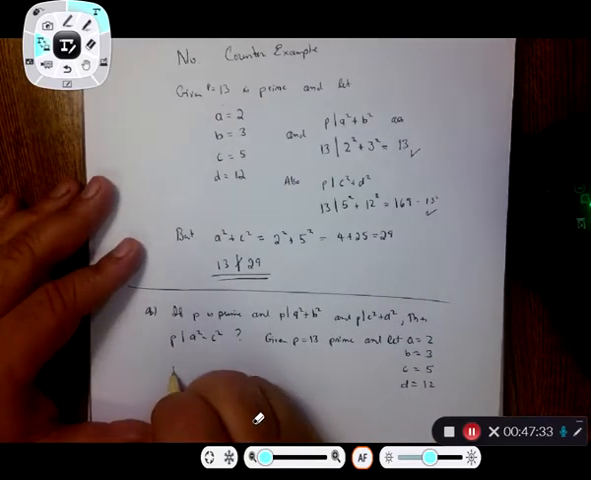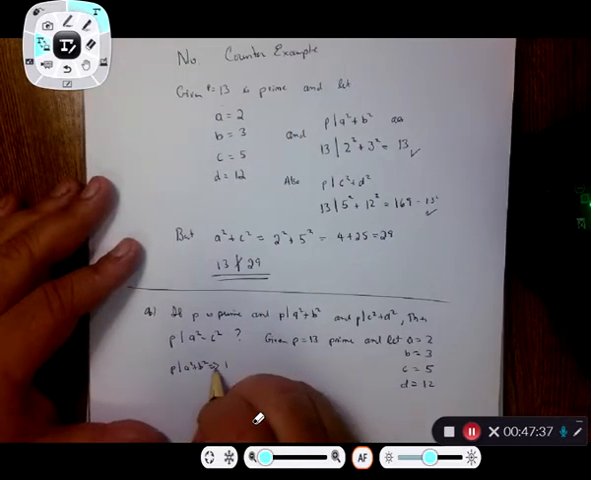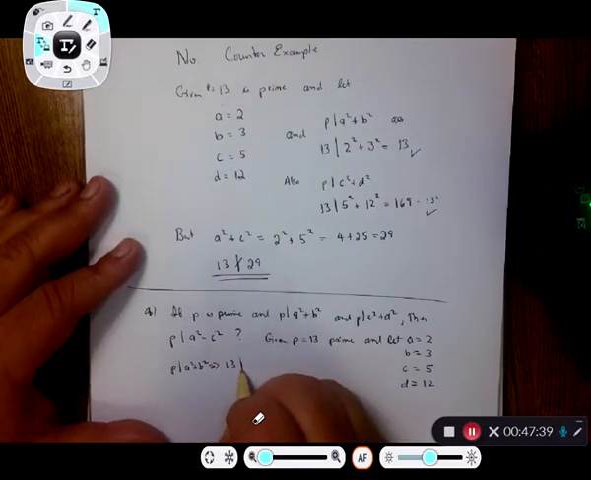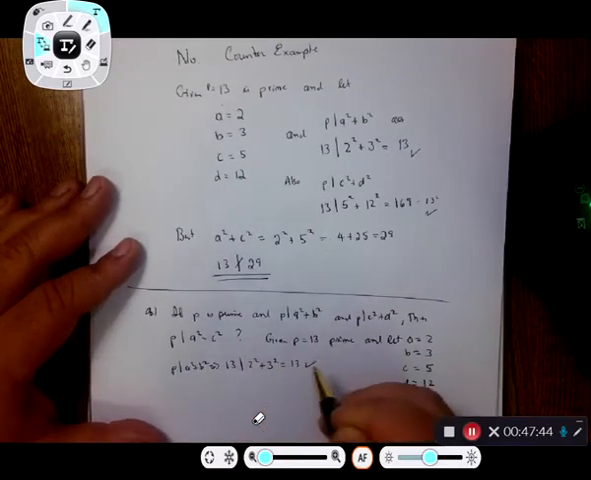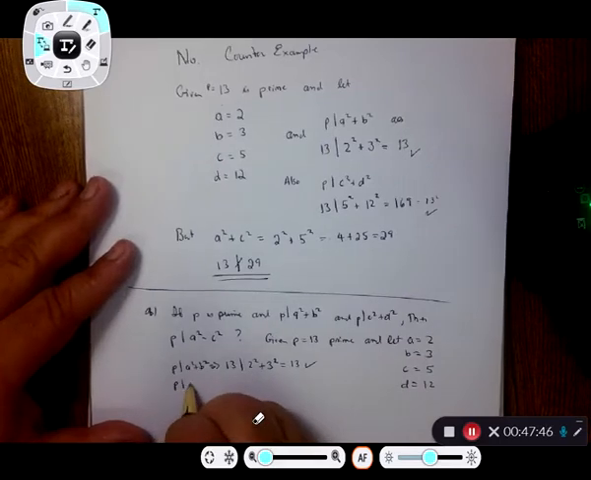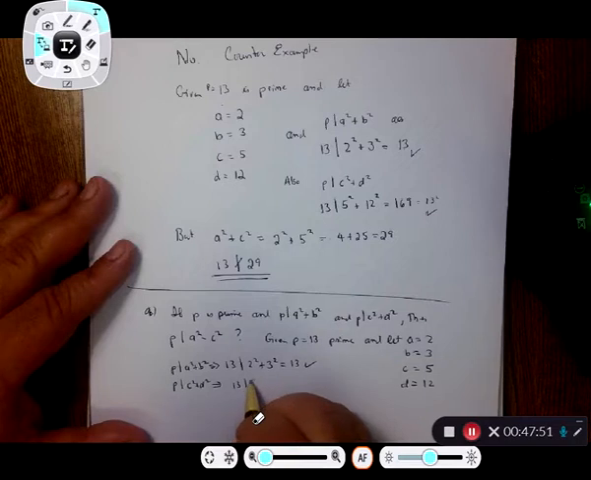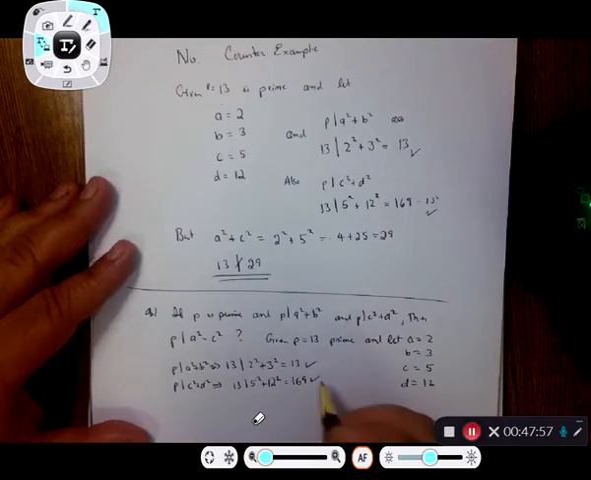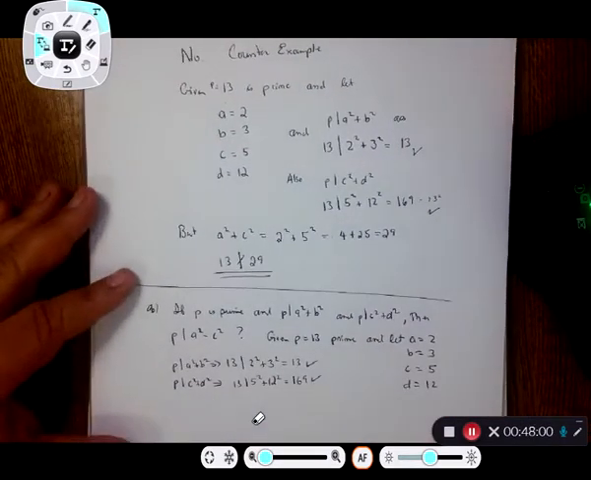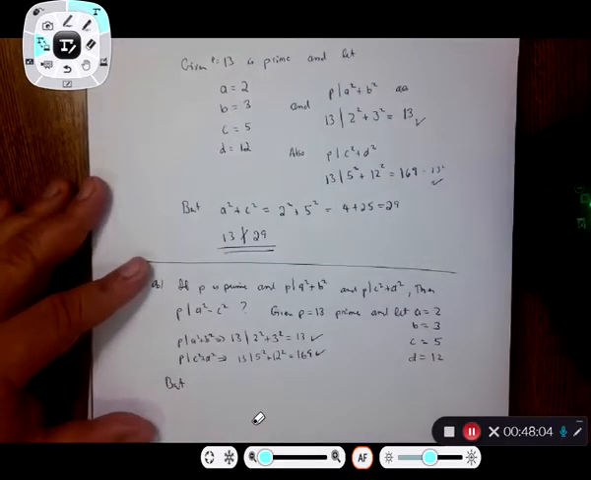But you have to state it. You can't just throw numbers at me, you have to show me. So P divides A squared plus B squared. Yep. That implies that 13 divides 2 squared plus 3 squared, which is 13. That checks. And P divides C squared plus D squared, because that implies that 13 divides 5 squared plus 12 squared, which is 169, and 13 divides 169. So that one's good. But here comes my counterexample.